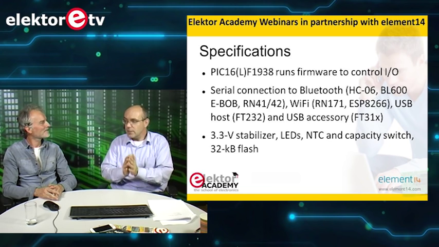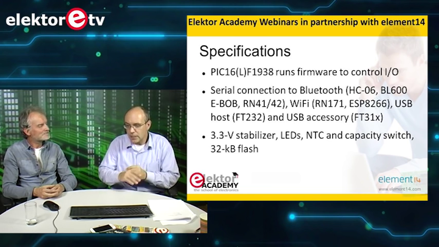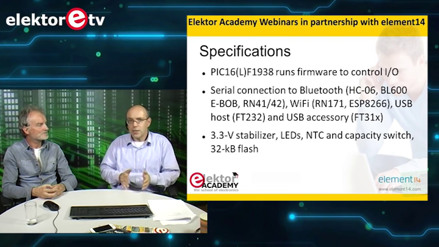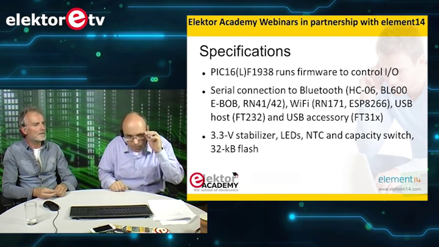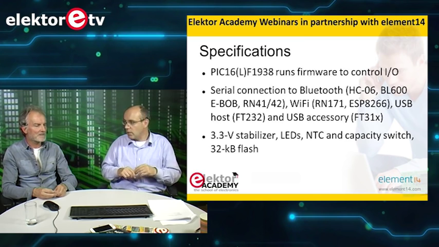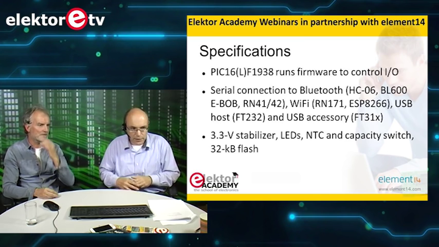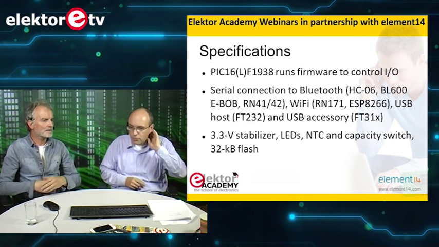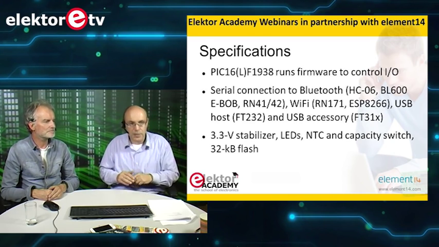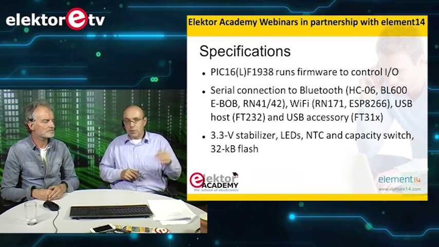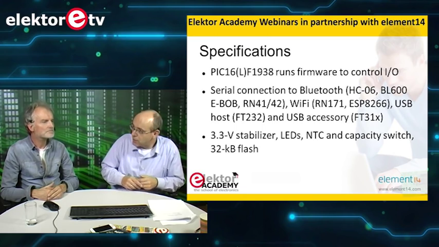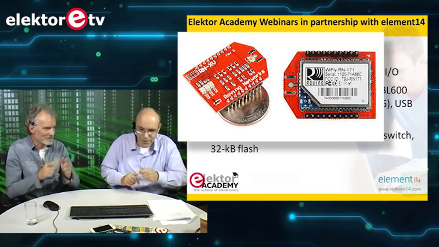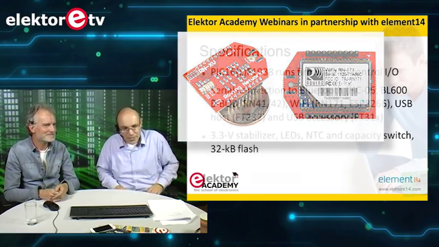There are a lot of different possibilities for the module. If you look at Bluetooth, you have the HC06, a cheap Chinese connector, the BL600, which is described in last Elektor. Also the Microchip RN41 or the 42 with different power levels. For Wi-Fi, you also have from Microchip the RN171, the nice red one. I think in most pictures you will always see the red one. It's just nice on the picture.